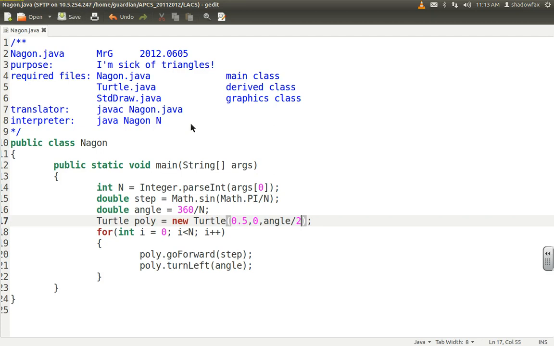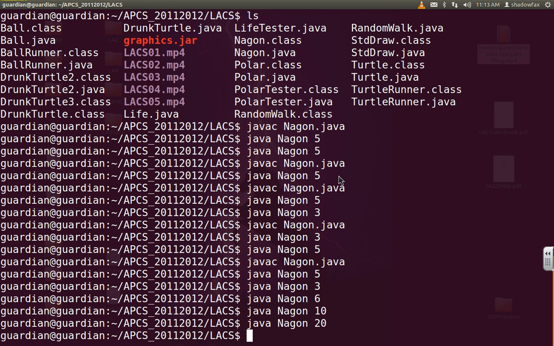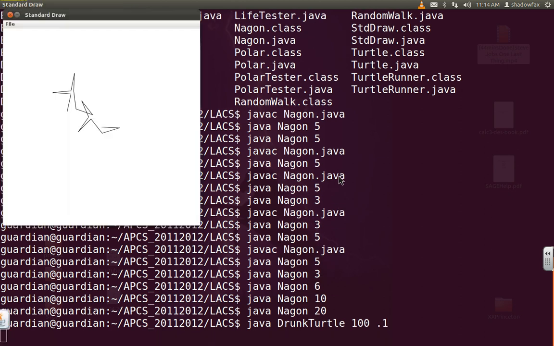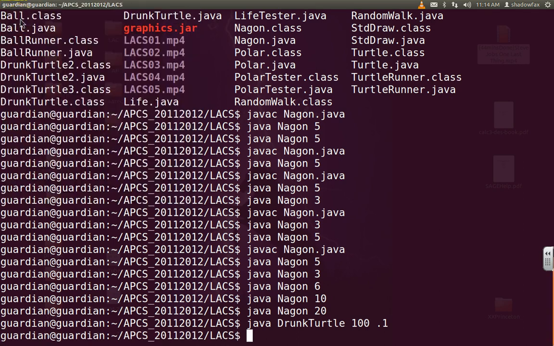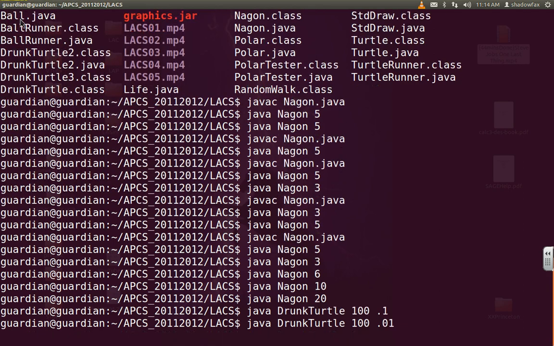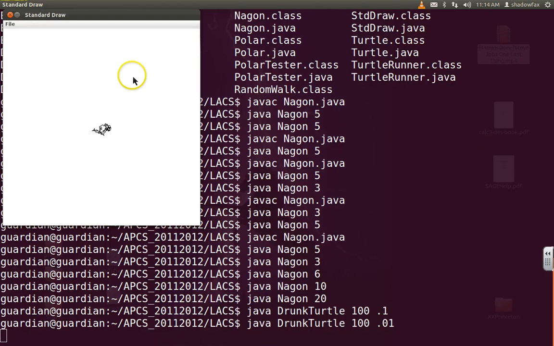Anybody? All right. Now, let's go back. Listen up. Let's go back to DrunkTurtle. Let's see how DrunkTurtle is doing. Do I have a DrunkTurtle that's working here? DrunkTurtle.java. 100 steps at 0.1. Does that work? There it is. There's my DrunkTurtle. Does your DrunkTurtle do that? Let's see, 0.01. Inebriated, not drunk. Here's my inebriated turtle. Yeah, I need a lot more steps.